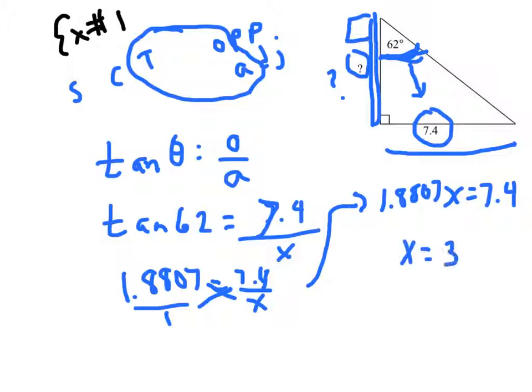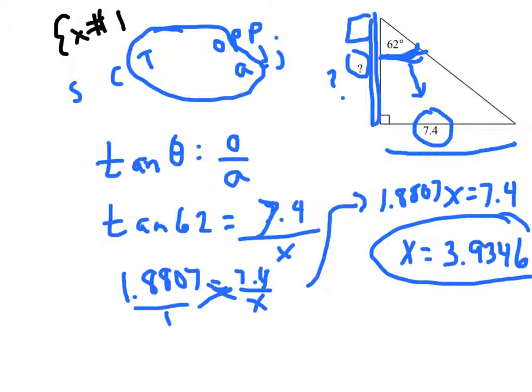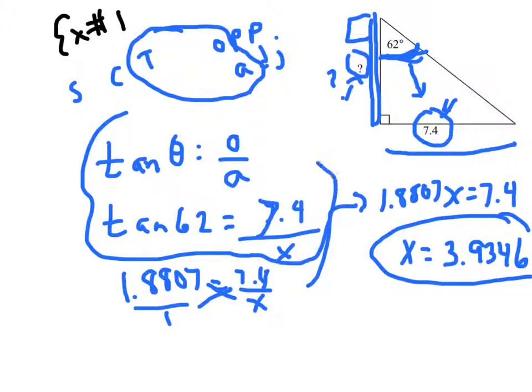is 3.9346 meters, feet, whatever your units are. That's how you do it. Using SOHCAHTOA, deciding on which one, knowing the side you need and the side you're given, and then determining that trig function, setting up your equation, cross multiply, solve.